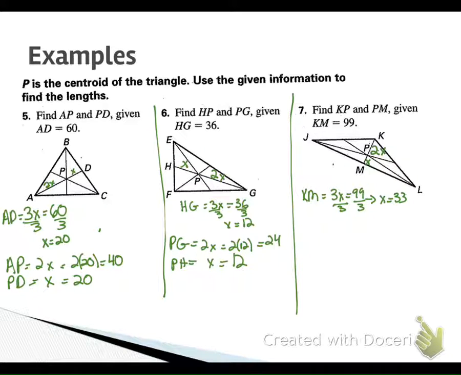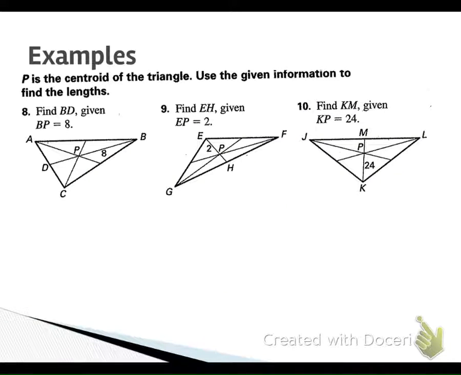33. Okay, so we know that KP is 2x. So we have 2 times 33. And then we have PM, which is x, which is 33. So what's 2 times 33? 66.